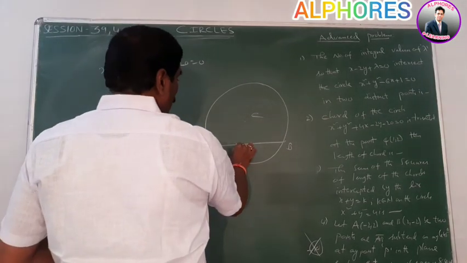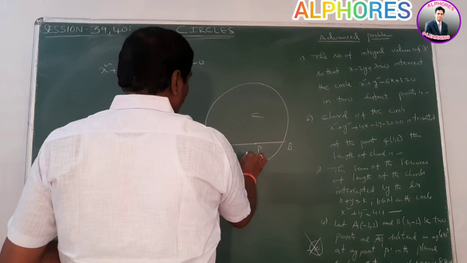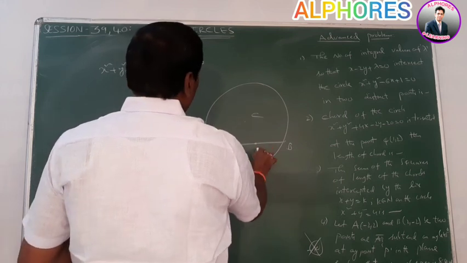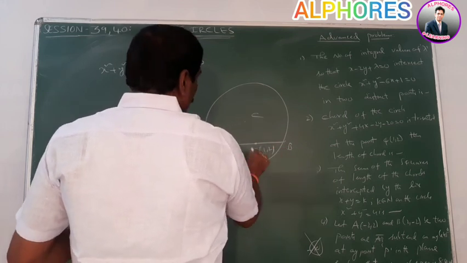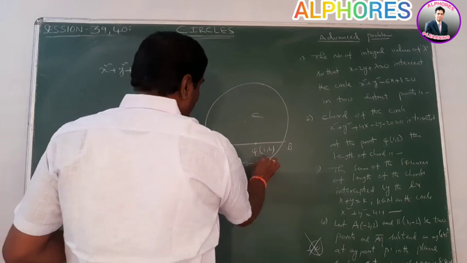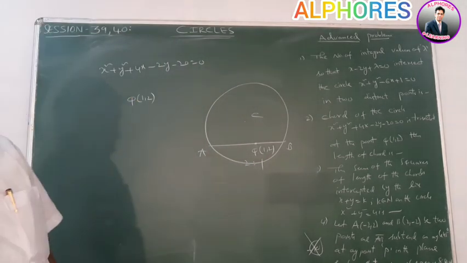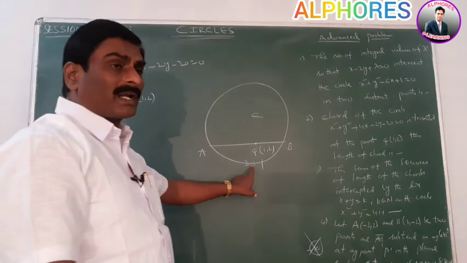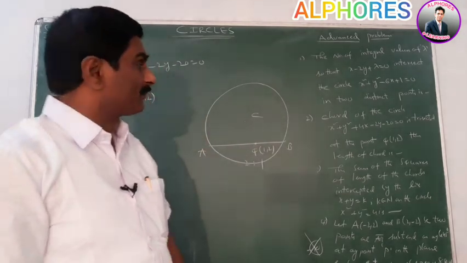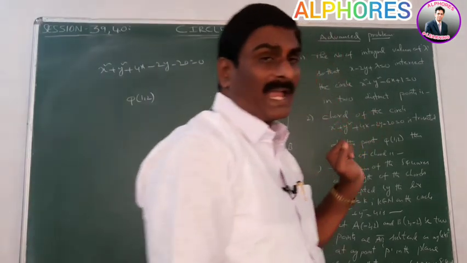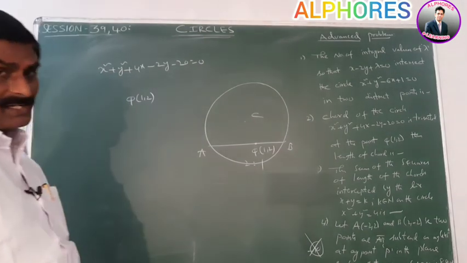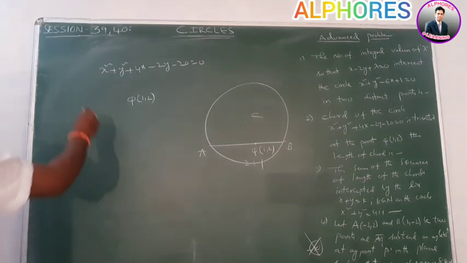Say Q is one of the points on this line segment, which is a trisection point. That means it divides in the ratio 2:1 or 1:2. By using this property, we find the length of the chord AB. The required value is the length of the chord. Okay. Given circle S is equal to this value.